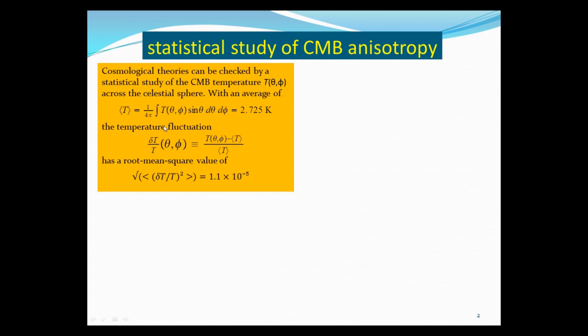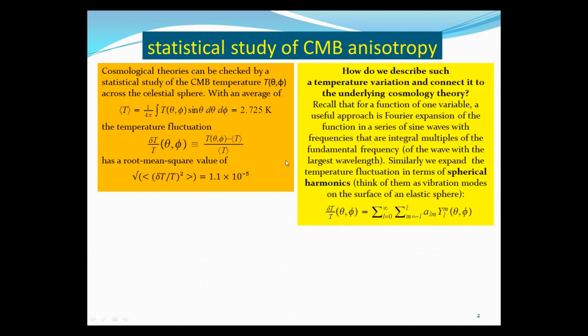The temperature fluctuation we're talking about is the deviation from the average temperature at the location theta and phi. It has a root mean square value that turned out to be about 1 part in 100,000. So that's the amount of anisotropy we see. Now, how do we describe such a temperature variation and connect it to the underlying cosmological theory?